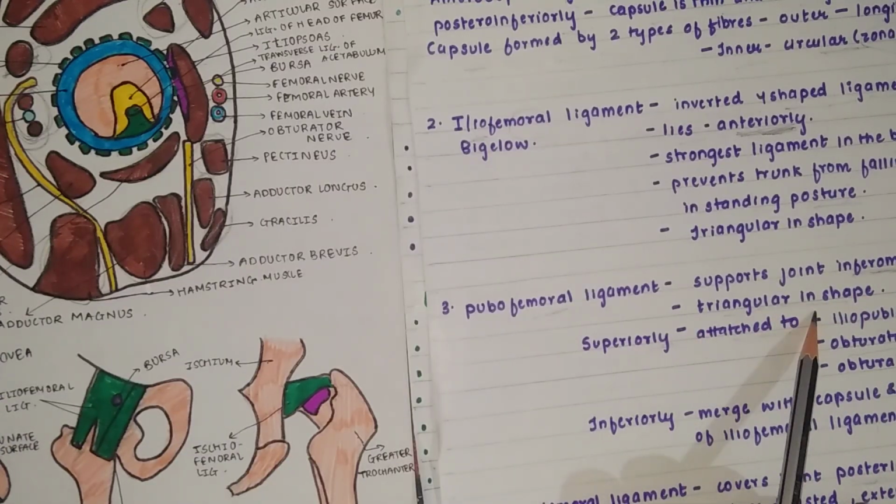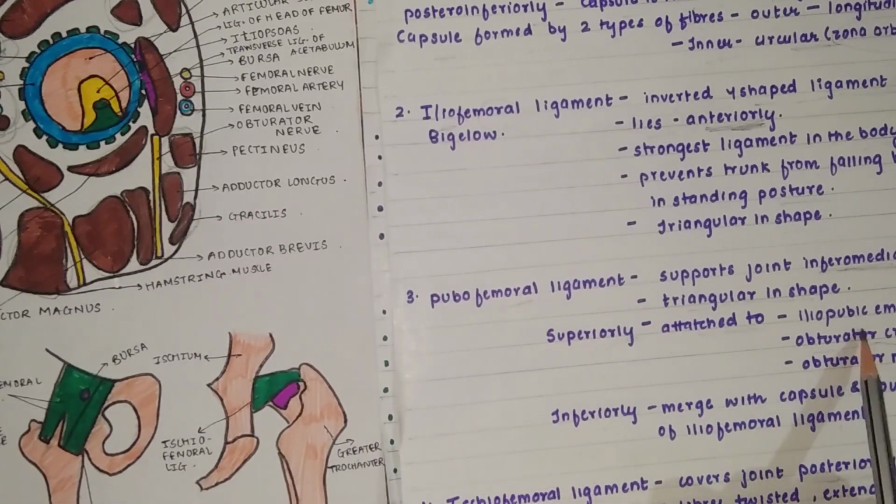Pubofemoral ligament supports the joint inferior-medially. It is triangular in shape. It is attached to the iliopubic eminence, obturator crest, obturator membrane. Inferiorly, it merges with the capsule and lower band of iliofemoral ligament.